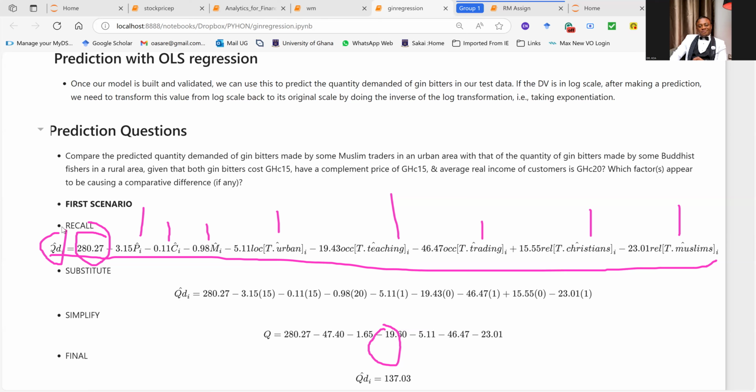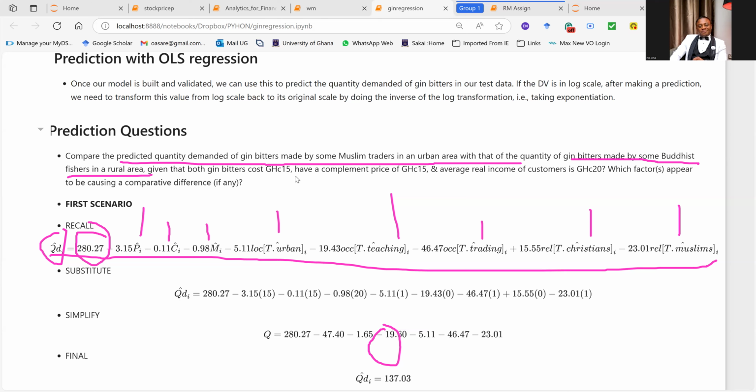So once you know the values, you can substitute them and find the value of the dependent variable. In this example, you were told to compare the predicted quantity of gin bitters demanded by some Muslim traders in an urban town. Watch the words: Muslim traders in an urban town. Compare that with the quantity demanded by Buddhist fishermen in a rural area.